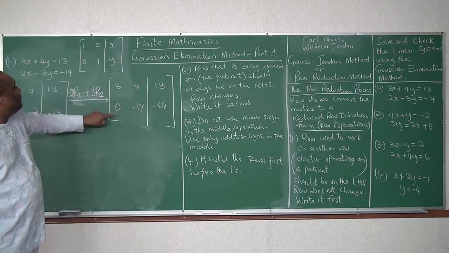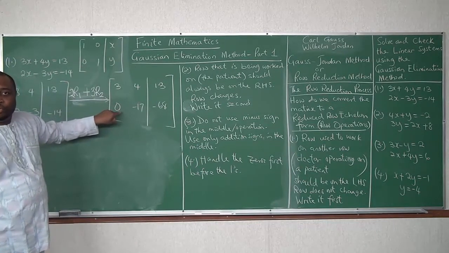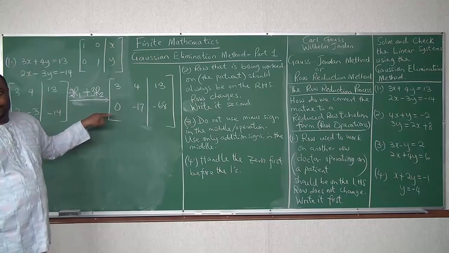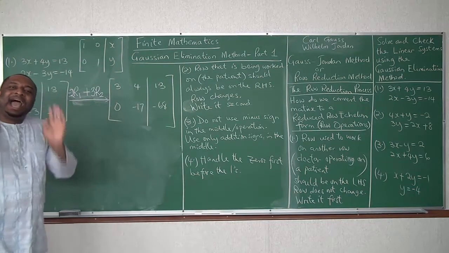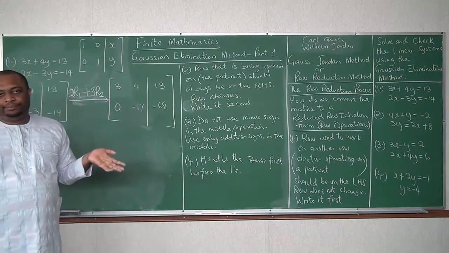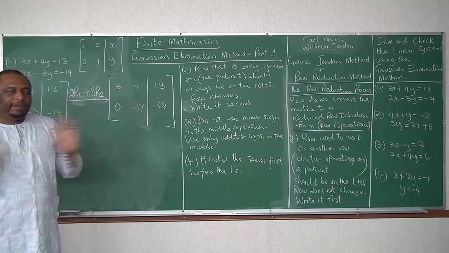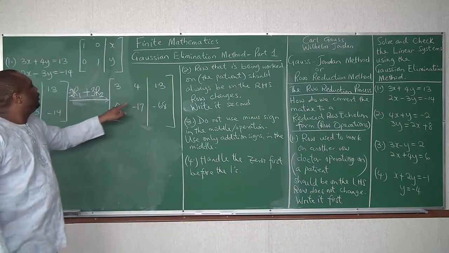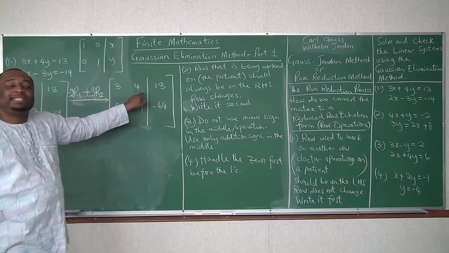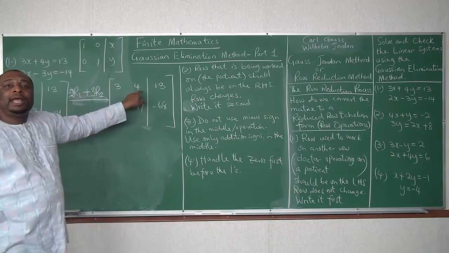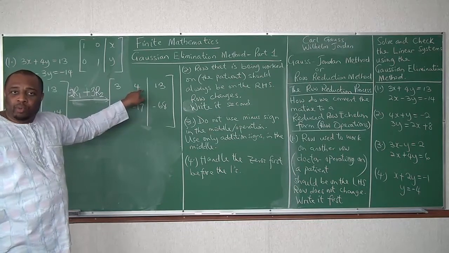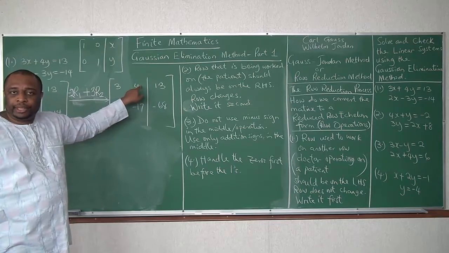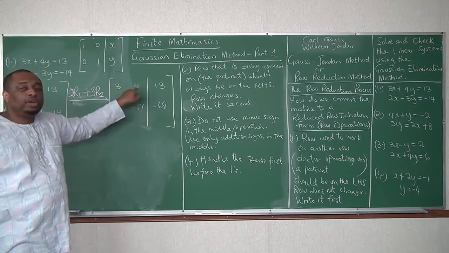You have succeeded in making this 0. Who do you need to make 0 again? Because like I said, handle the zeros first. Forget about the ones now. So the next one you need to make 0 is this 4, and this 4 is in row 1. You're going to use row 2 to operate on row 1.